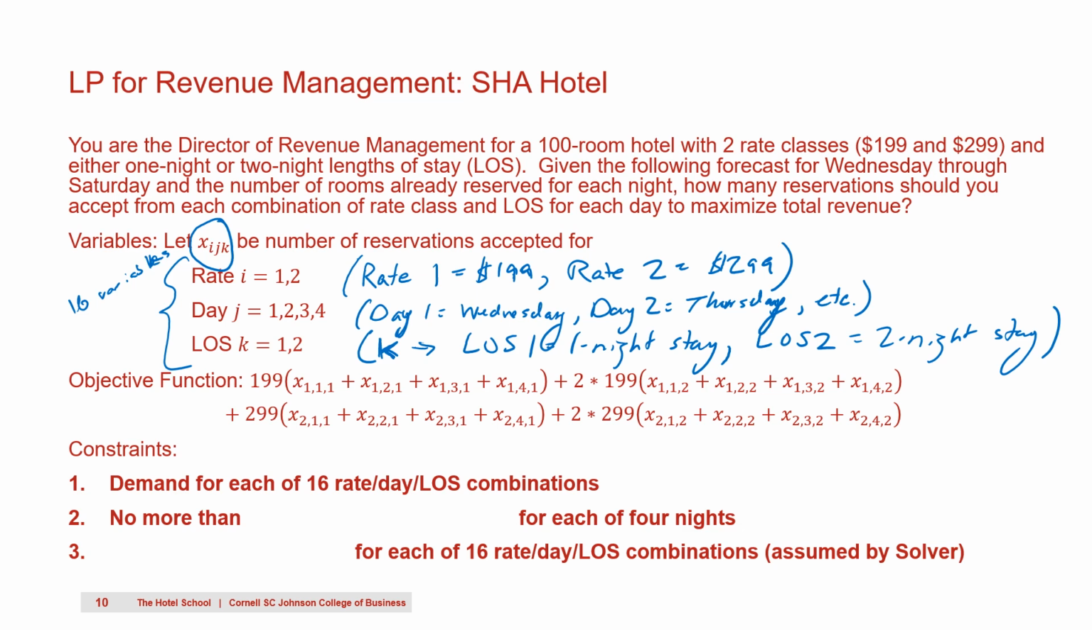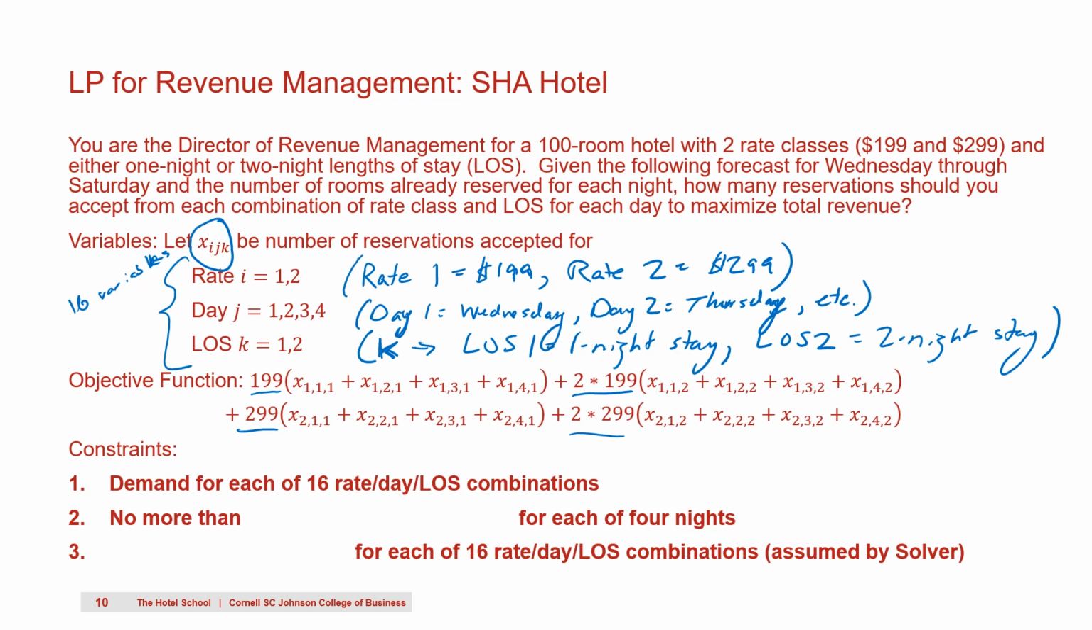And each one of those variables represents a specific customer class accepted at a specific rate for a specific number of nights. So we have our 4 variables for customers who are accepted at the $199 price for 1 night. These are the 4 different days at which the reservation can start. We have customers who start on those 4 days but stay for 2 nights, so we get 2 times $199 from them. $299 from customers who start on each of those 4 days, and 2 times $299 for the customers who start on each of those 4 days and stay for 2 nights. So these are our variables. This is our objective function.